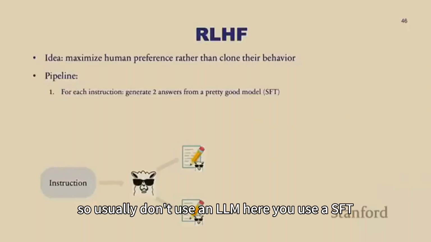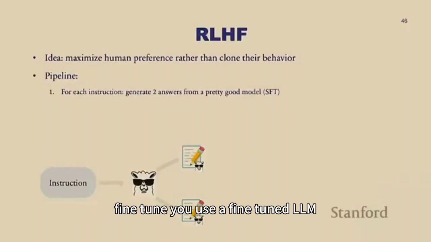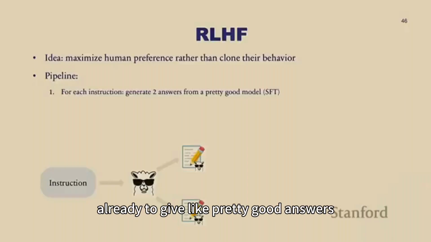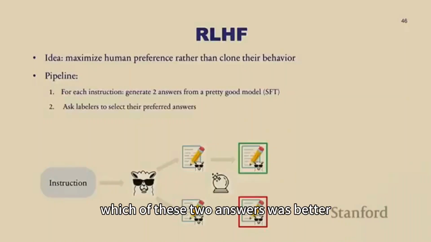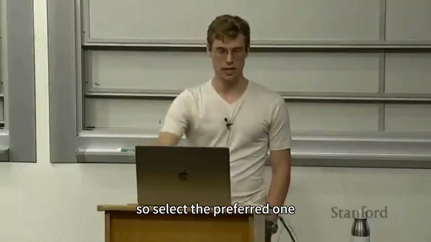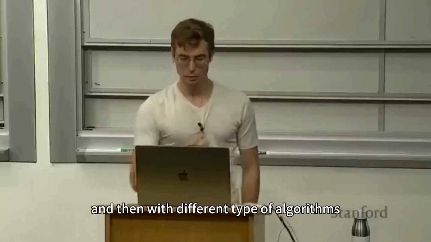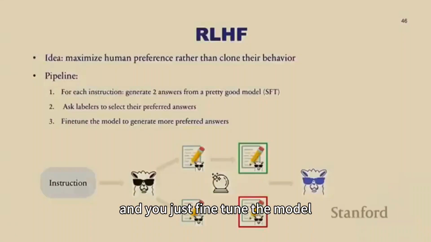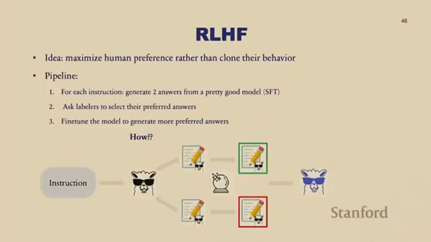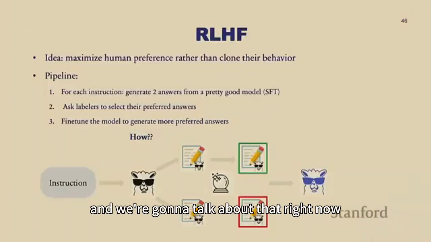You use an SFT fine-tuned LLM already to give pretty good answers. And then you ask labelers which of these two answers was better, so select the preferred one. Then, with different types of algorithms, we're going to talk about the algorithms, you just fine-tune the model to generate more of the green thing than the red thing, so more of the good stuff. So now the question is how, and we're going to talk about that right now.